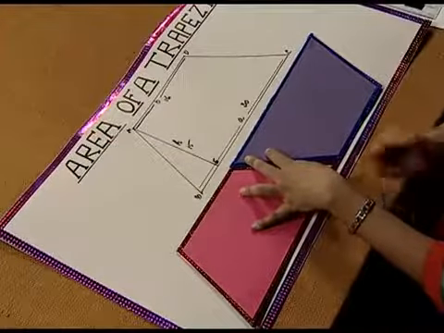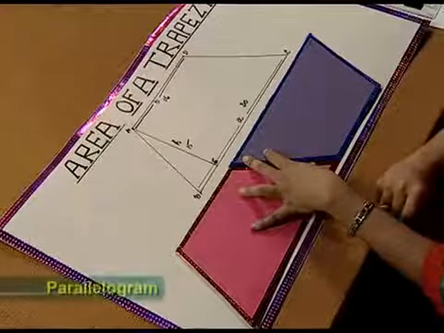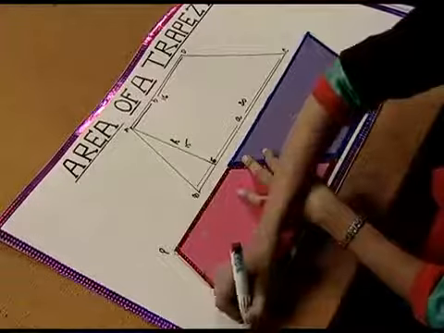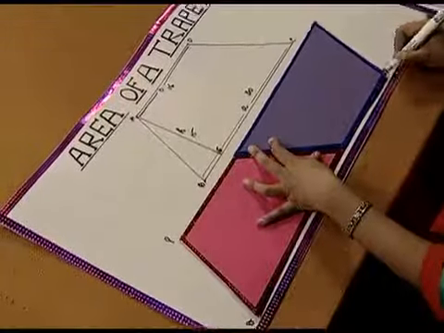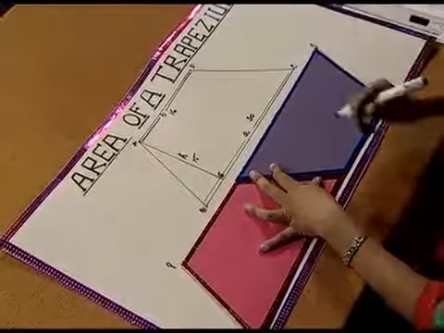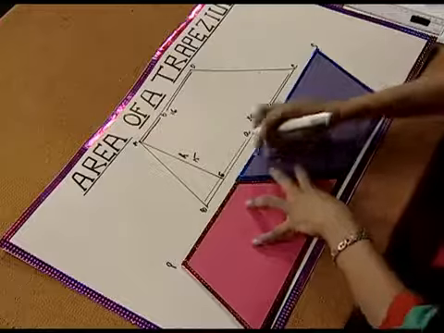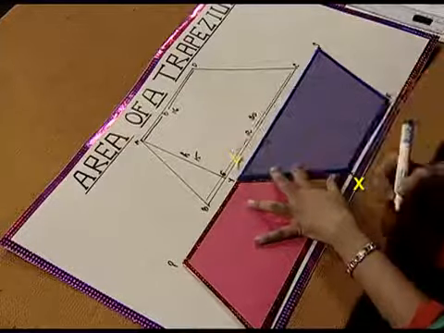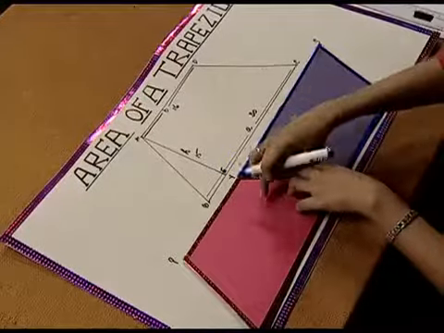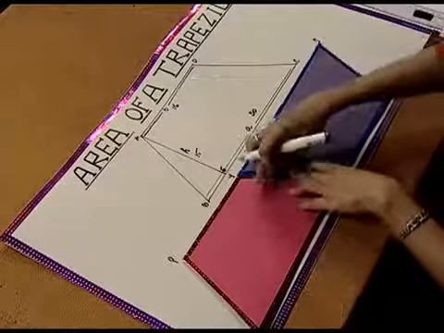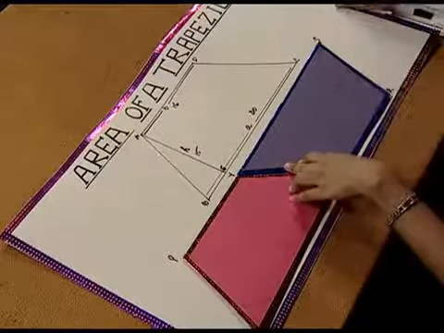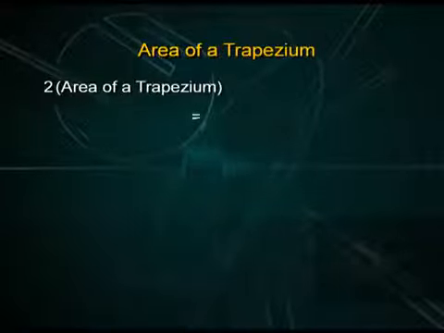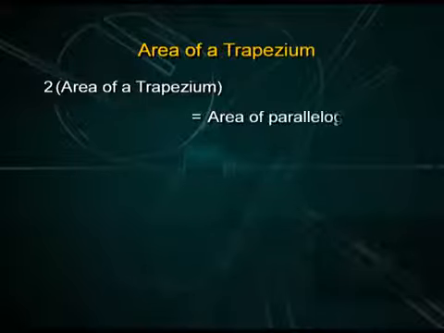And you can observe, what is this figure? It is a parallelogram. Let us name this parallelogram as PQRS. Let's name the meeting points of these 2 trapeziums as X and Y. Now you can see that this parallelogram is made up of 2 trapeziums. So what can we say? That twice the area of a trapezium is equal to the area of this parallelogram.